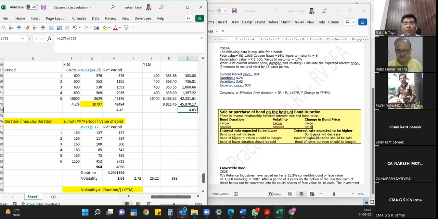Bond of higher duration should be bought and bond of lower duration should be sold. अगर इंटरेस्ट रेट मुझे बढ़ने की उम्मीद है आज के दिन कि आगे जाकर मेरा इंटरेस्ट रेट बढ़ रहा है, तो bond price will decrease because expected interest rate is my discount rate. तो डिस्काउंट रेट जितनी ज्यादा बढ़ेगी उतना ज्यादा मेरा बॉन्ड का वैल्यू कम हो जाएगा. Value of bond will decrease. Is that clear?